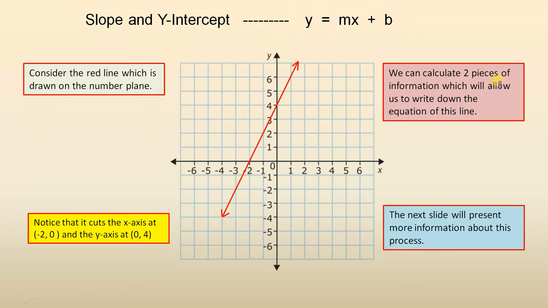We can calculate two pieces of information which will allow us to write down the equation of this line. The next slide will present more information about this process. So we said earlier that the line cuts the x-axis at (-2, 0) and the y-axis at (0, 4). Let's have a look at the next slide.